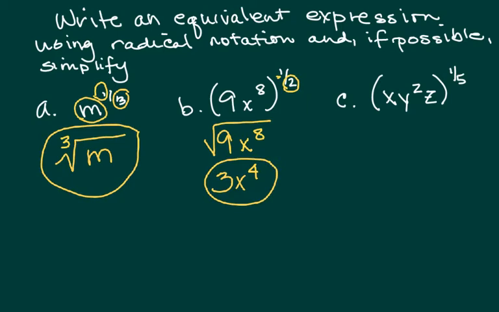And this last one, the radicand again is the base, so we're going to take xy squared z. The index is 5, and since we have a 1 there, we do not need to write that exponent. And then if we look in our radicand, there's nothing that has a 5th root that we can pull out. So we're done.